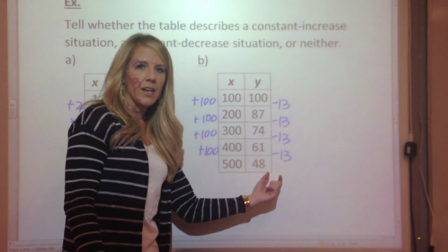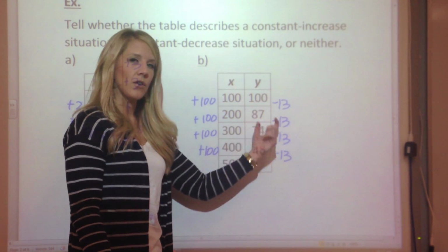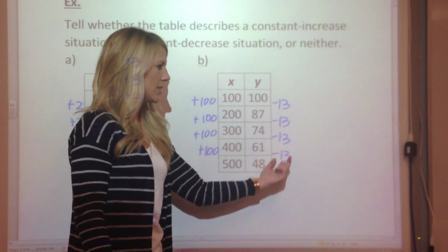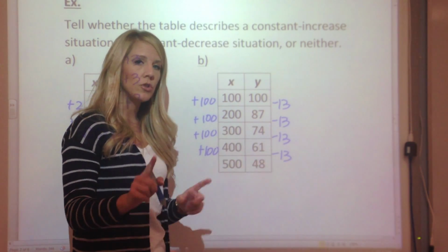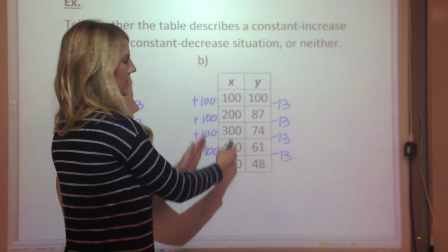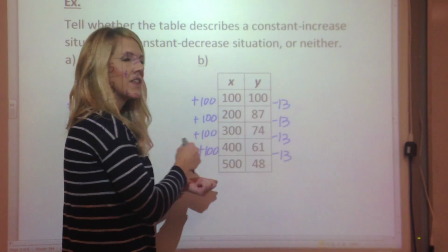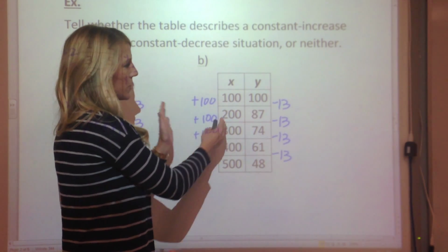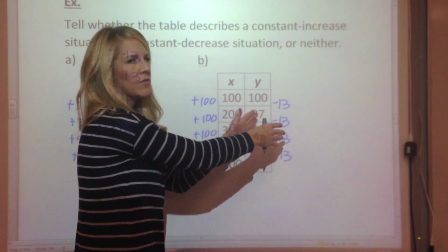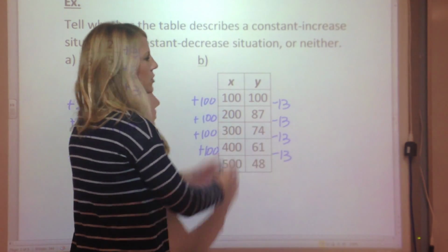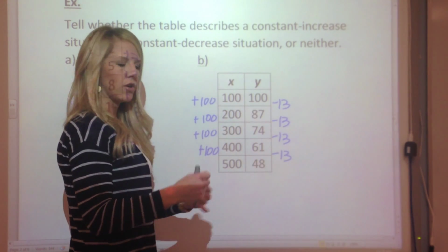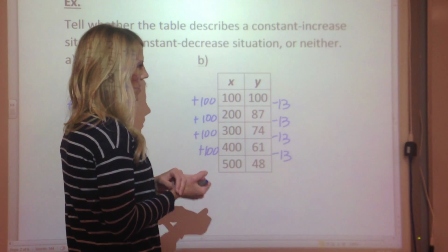So we are decreasing by a constant amount because we are subtracting 13 every single time. This is a constant amount, the same amount every single time. Notice though, my x values are increasing by something, my y values are decreasing by something. So it's okay that that is not the exact same amount. So just because my x values increase by 100, my y values do not have to increase by 100. So we look at them separately, and then we're going to check our overall constant increase or constant decrease.